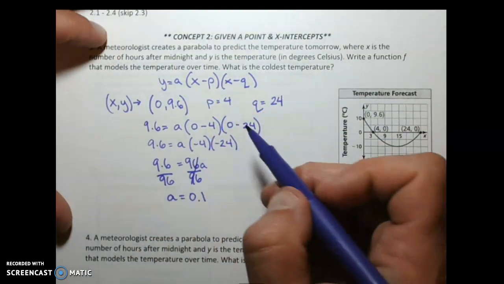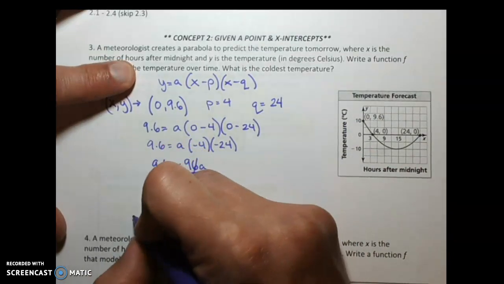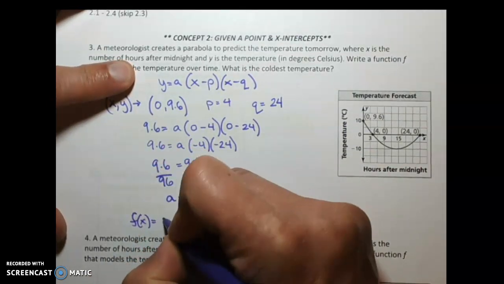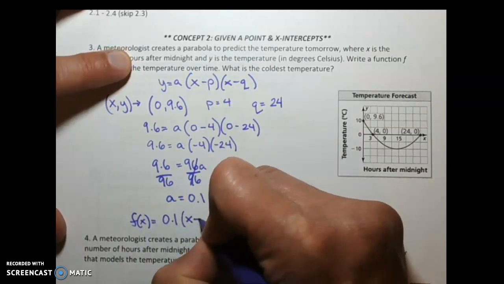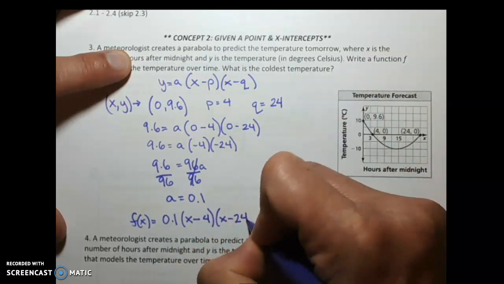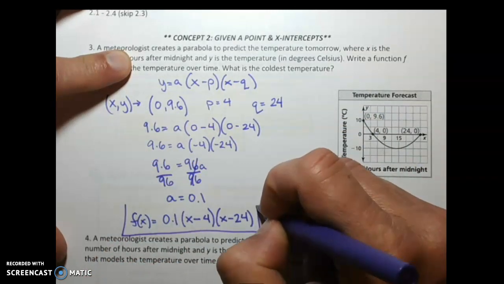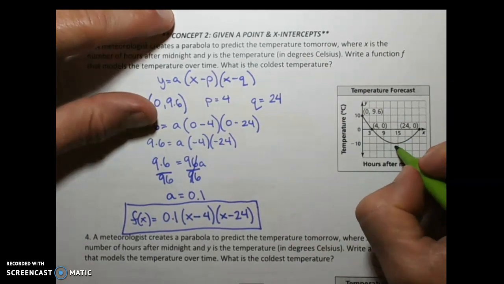Okay, now it does ask to write a function f that models the temperature over time. So instead of y, maybe I do use f of x equals 0.1, and then it's going to be x minus 4 and x minus q, which is 24. Alright, so there we go. There is our function. And then the next question is, what is the coldest temperature? So what are they really asking for? Well, they're asking for the vertex, right?